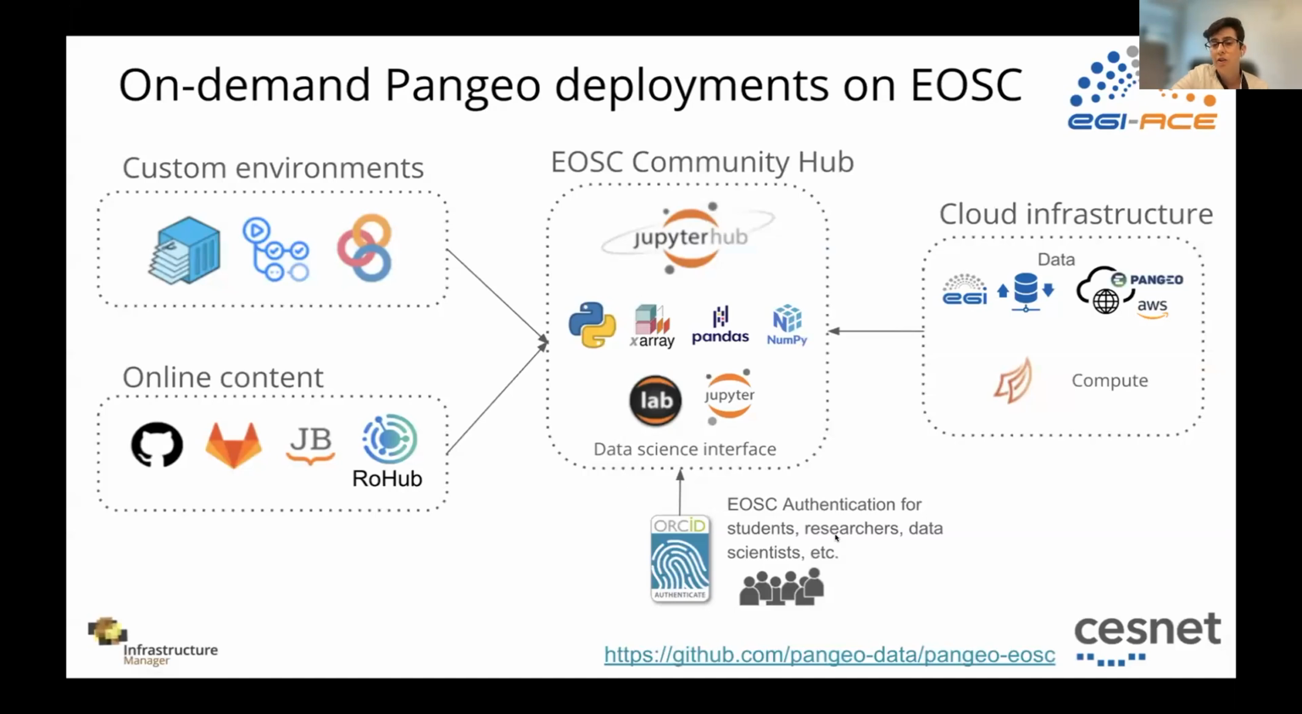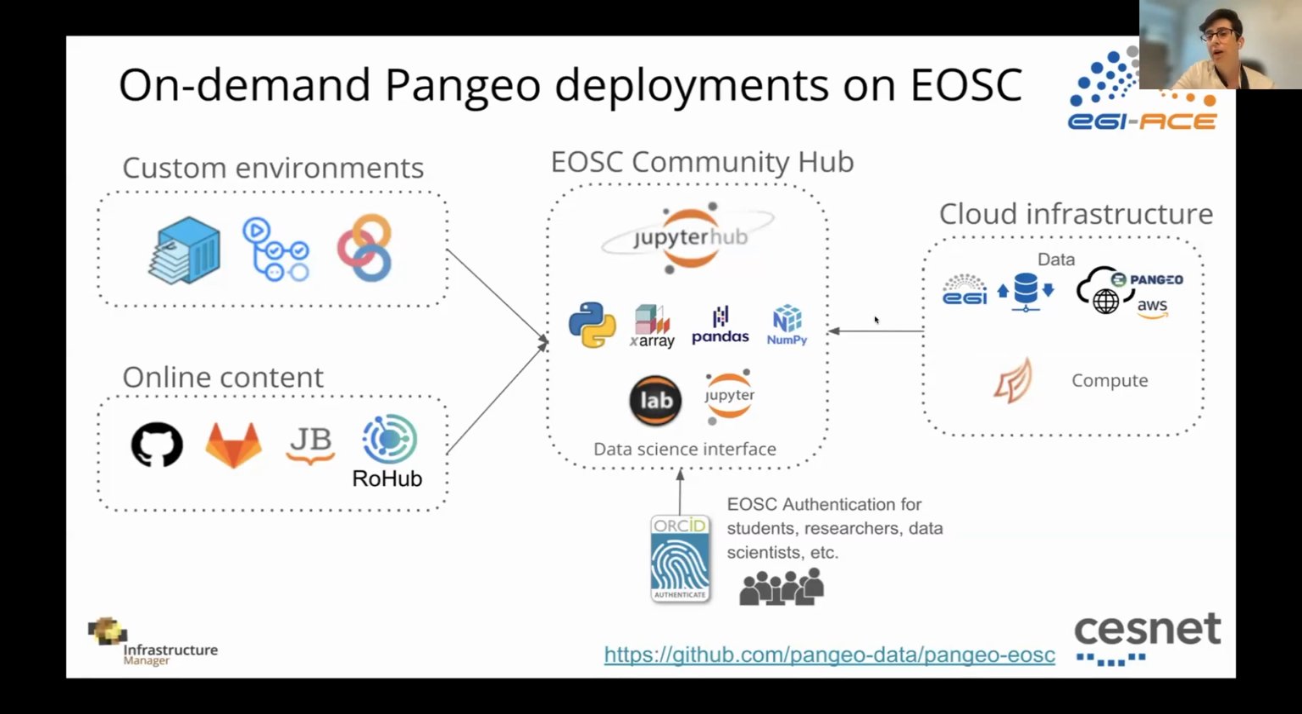So we always have the EGI Check-in, which is very important. When we onboard users, they always have the same way of authenticating to a PanGeo deployment on EOSC. And we have, of course, JupyterLab and the Jupyter ecosystem with Xarray and all the different packages we are using for environmental data science. And we are also trying to connect with other services, for instance, RoHub, which is a Research Object Management Hub. And Elisa will show you more in detail what you can do with it.